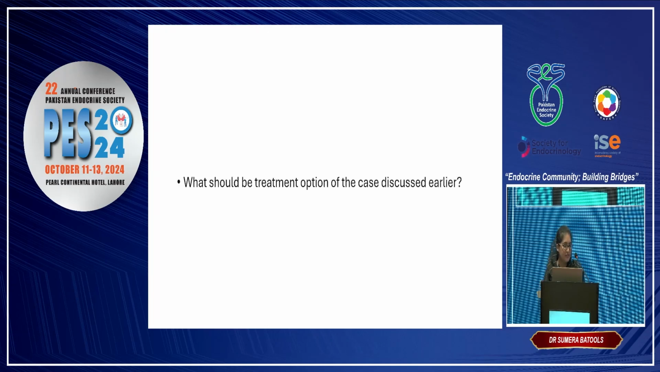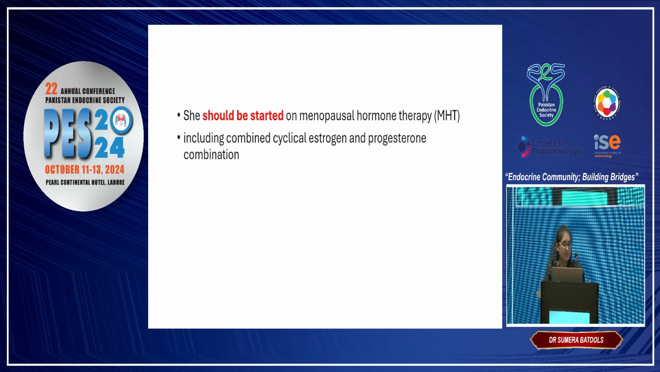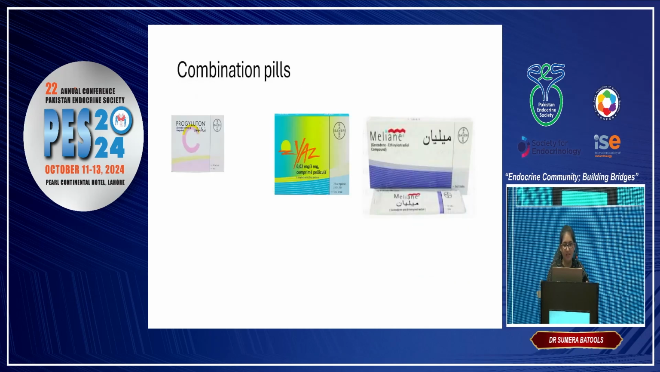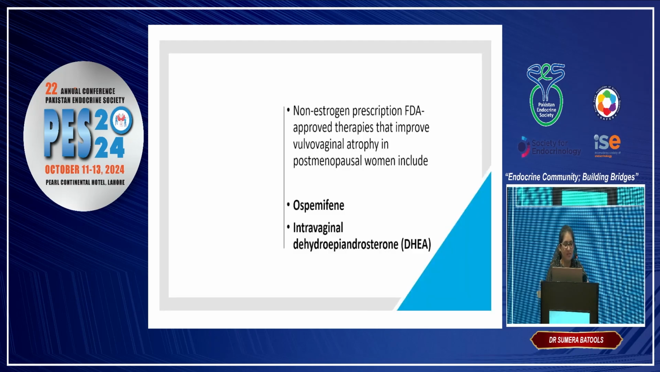So for the case I discussed earlier, what should be the treatment option for her? Because she was experiencing so many symptoms, she should start menopausal hormone therapy, including cyclical progesterone and estrogen. Because she has an intact uterus, she should be given a combination of estrogen and progesterone. These are the various estrogen preparations available here in Pakistan, although sometimes they are not available. These are the combination pills.